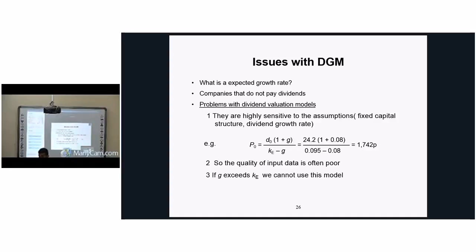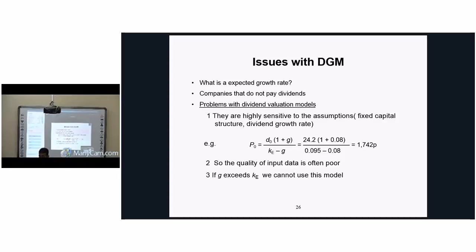It's a debatable question. And also, as you know, some companies do not pay dividends. As a policy, they don't pay dividends, especially if it is a family-oriented business.